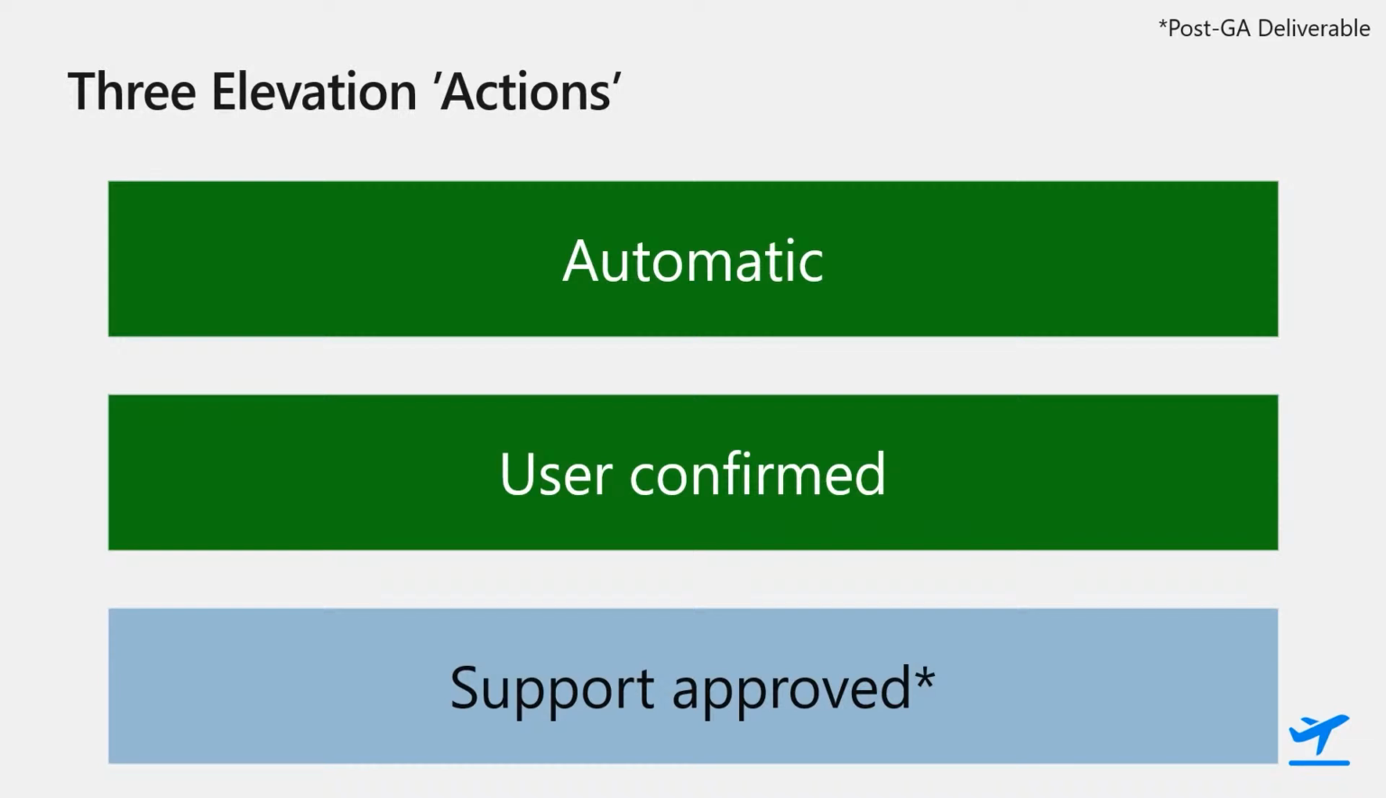From there, you're linked to one of three elevation actions. We have two that are in market today and one, support approved, that's in private preview now, and Eric is going to be talking a little bit more about that in the next segment. To summarize, automatic is an always-elevated scenario. If you define an automatic rule for an application or binary, every time that application or binary launches, it's going to launch elevated. Lastly, user confirmed, which is the other in-market scenario today, allows you to define a rule in a similar fashion, but it will only launch elevated when the user requests it.